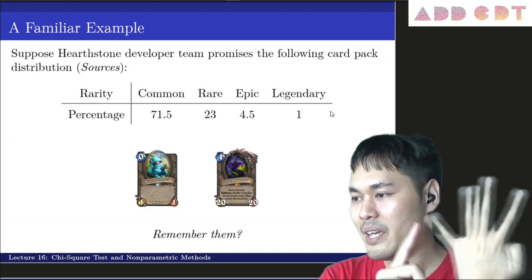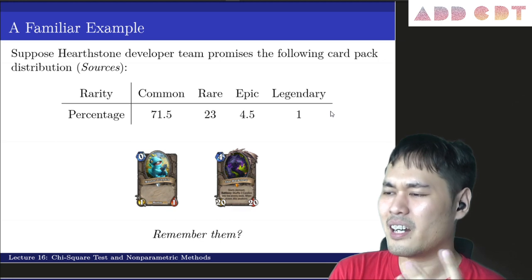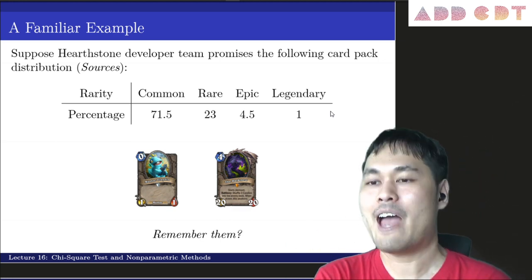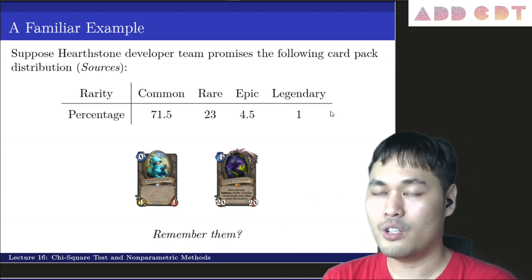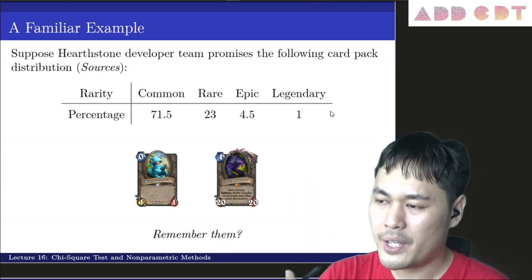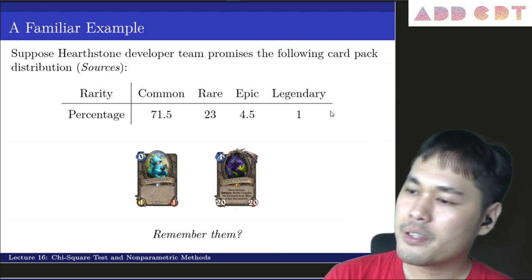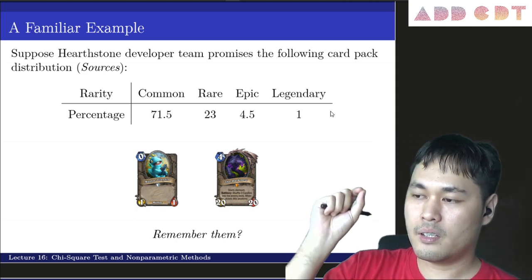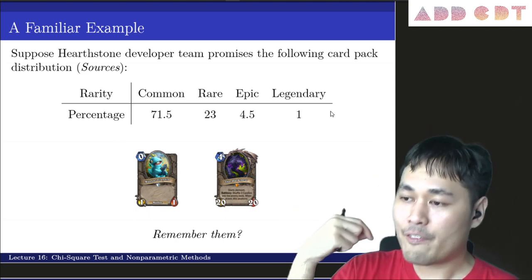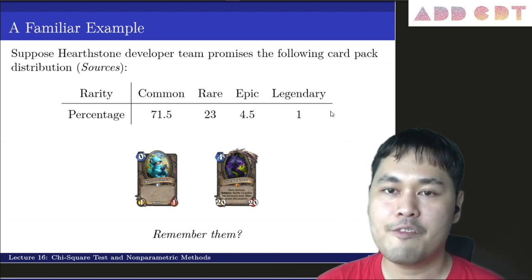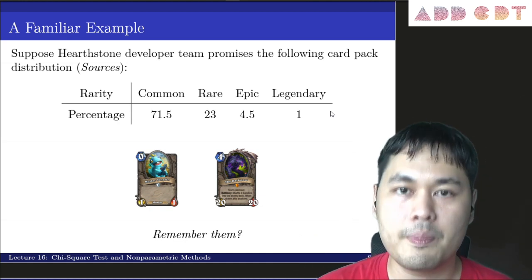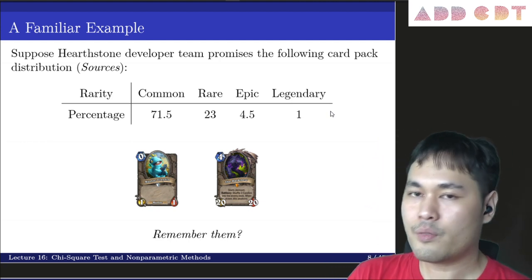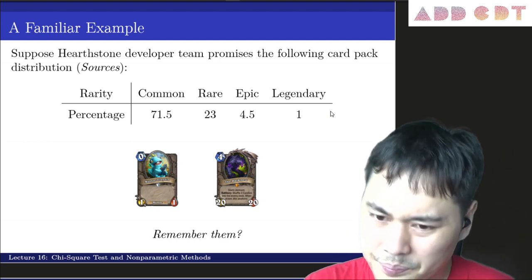And we have one of the best, the cards that define your deck. If you want to play this deck, you have to pack these legendaries, maybe two or three, and then you fill in the rest of the deck with all other cards. They promise that if you open a pack, this is the distribution you will see. You have a 71.5% chance to get a common, 23% to get a rare, 4.5% to get an epic, and just 1% to get a legendary.